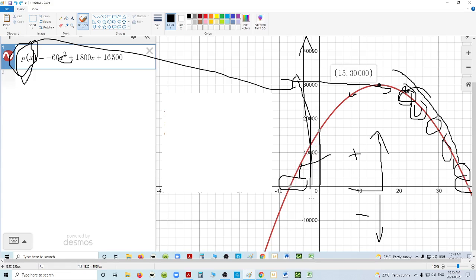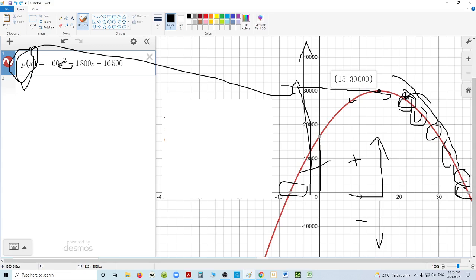And we can see that they're over here at about 37 or so is when they start losing money. After 37, so about 38, they start losing money. That's called the break-even point. These two points are called the break-even point.